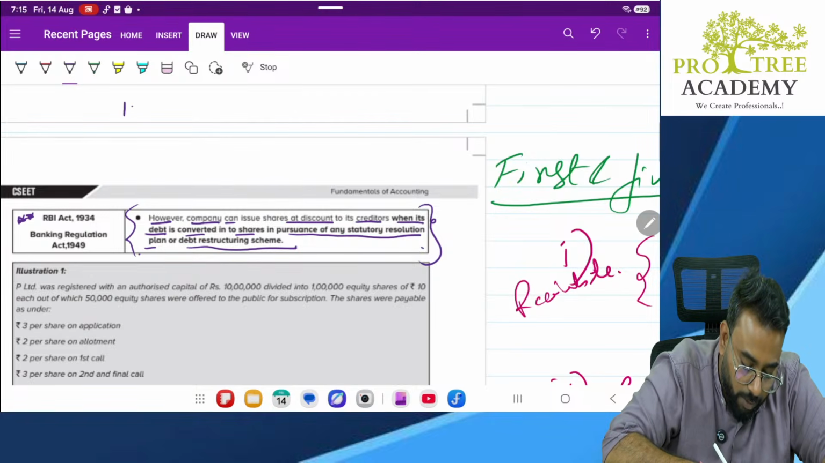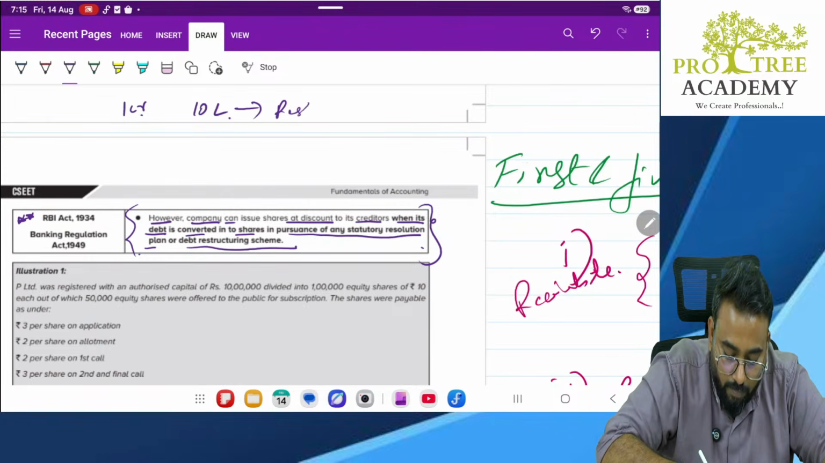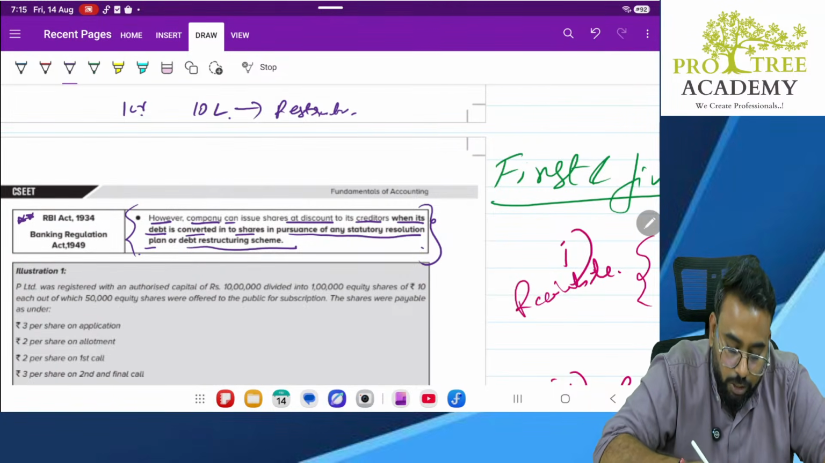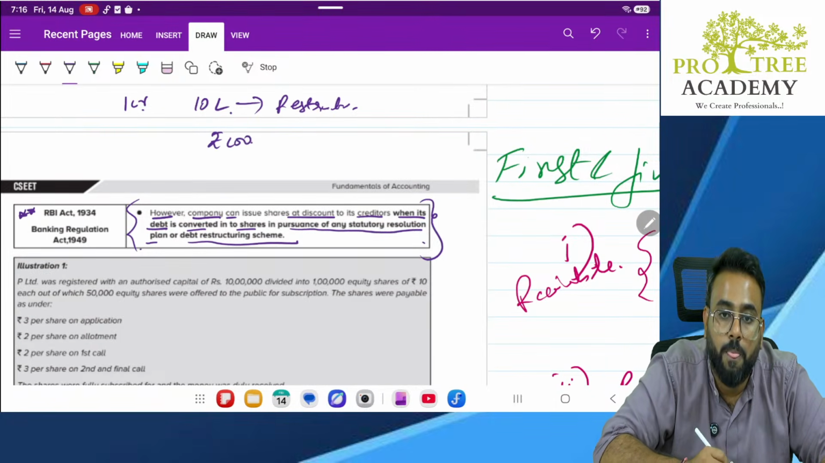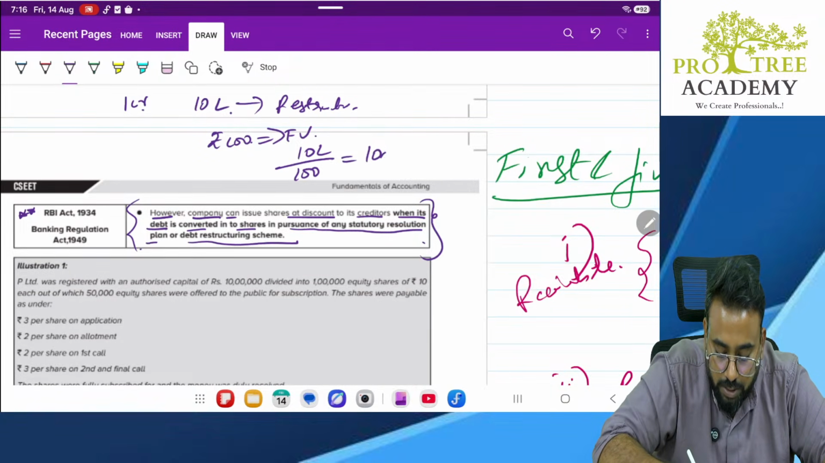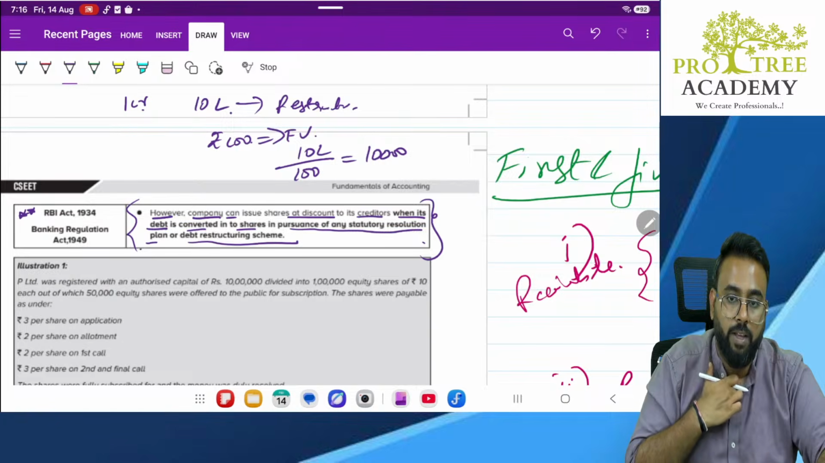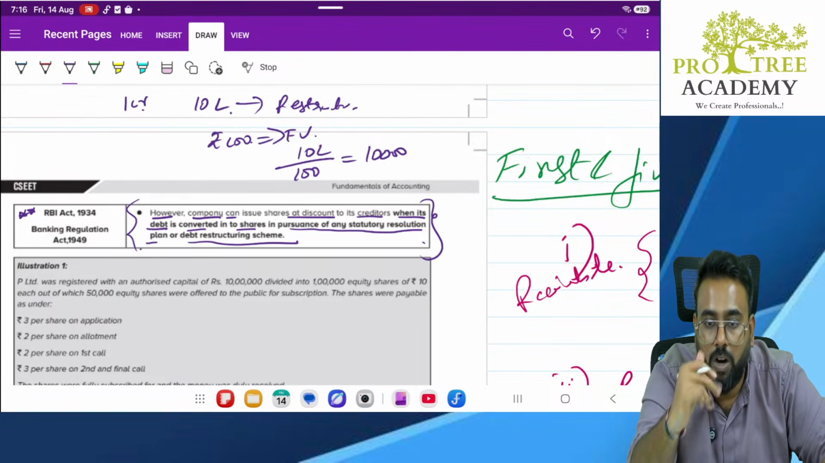Look here, let's take an example. 10 lakh rupees is the debt. You want to restructure. You want to issue shares instead of paying the money. Each share has a face value of 100 rupees. So 10 lakhs divided by 100 means how much? 10,000 shares. Now the lenders will not agree to this.